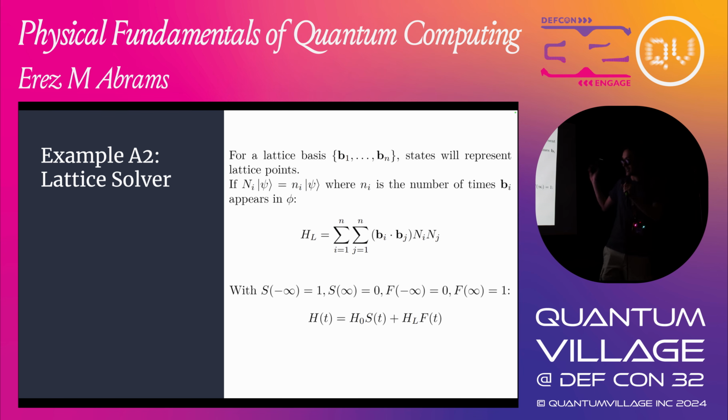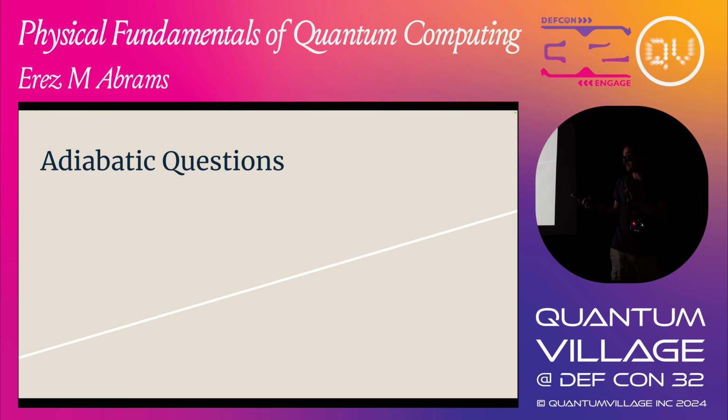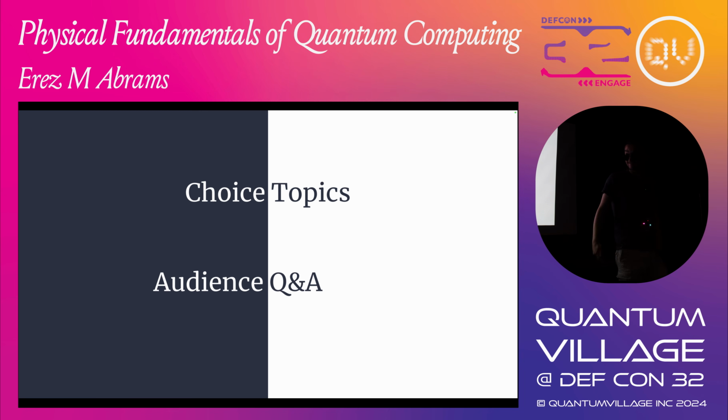We can say that at time negative infinity, our system will be in H naught. That's some known Hamiltonian where we can prepare the particle in the lowest energy state. And then we can very slowly vary it to that lattice Hamiltonian. Then our particle will end up in the lowest energy state of the lattice Hamiltonian, which is the solution to the lattice problem. And I think that is the moment to finish on.